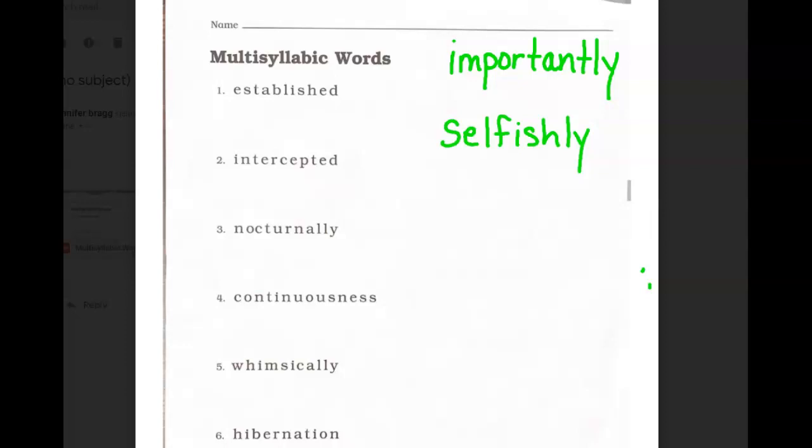I have two words that I have written in green, importantly and selfishly. So let's look at the first word. What do we always look for first when we come to an unknown word? We're going to look for suffixes and final stable syllables. Do you see any in this word? So we're talking about this word right here, importantly. And we do. We see a suffix of ly, so we're going to box it in.